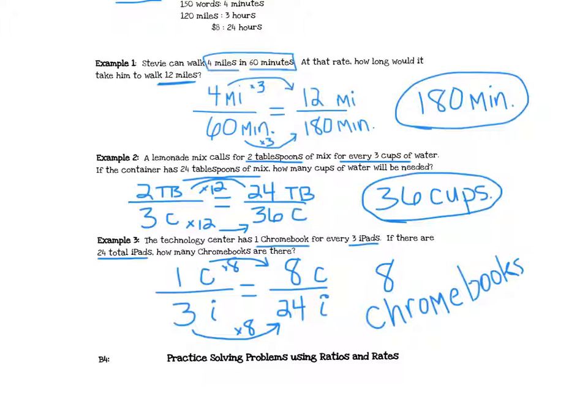Okay, so you guys are ready to go practice solving problems using these ratios and rates. Remember, you need to show your work like we did on these 3 examples right here. Make sure you're keeping all of your numbers labeled and you're circling your final answer. Better yet, you should write it in a sentence. Okay, good luck!